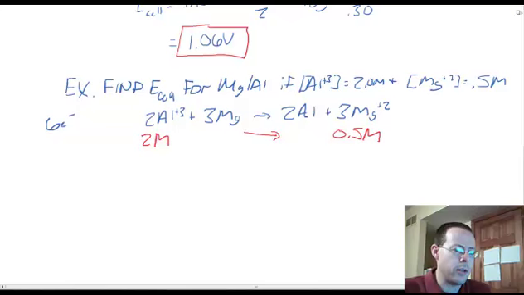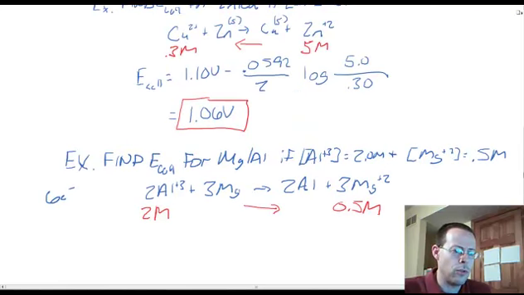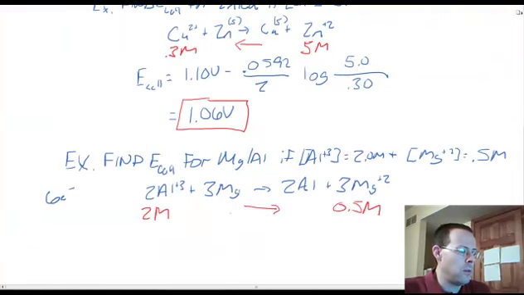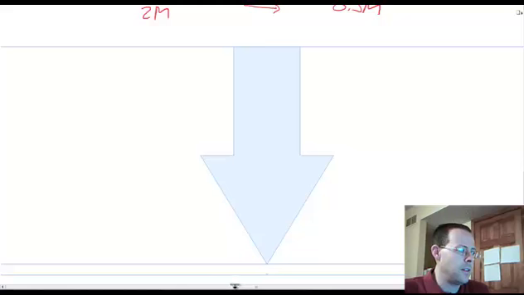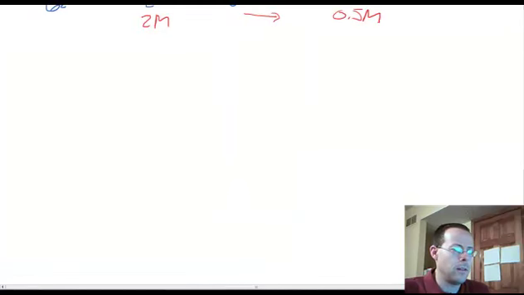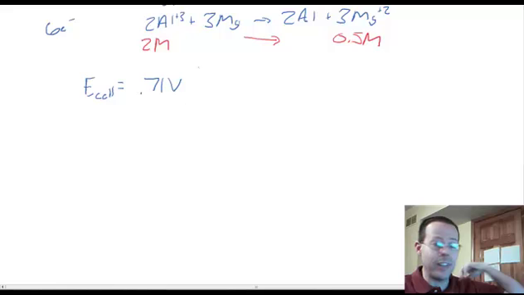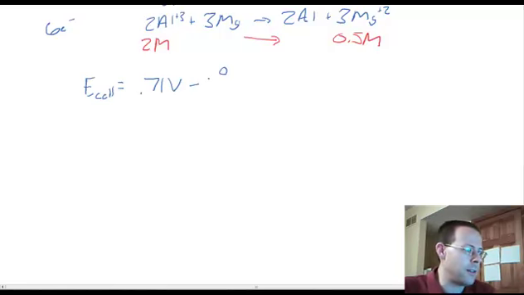So if we see our good Nernst equation again, we're going to have E cell equal, and if we look back from podcast 14.1, 0.71 volts was just our original E cell, or our E cell naught. We're going to take that minus 0.0592 over 6 moles of electrons this time.